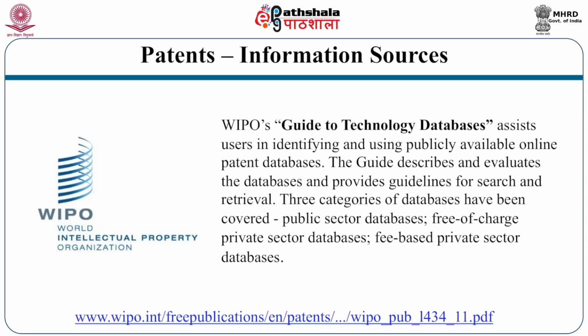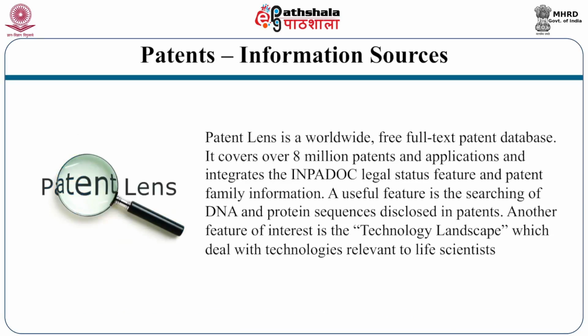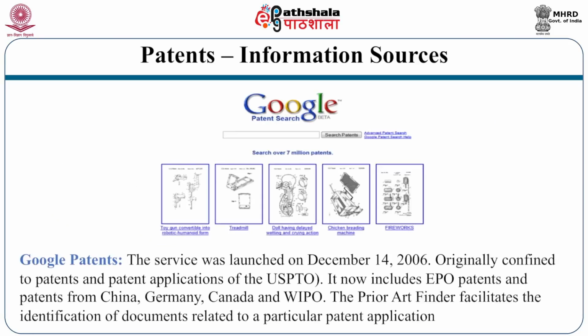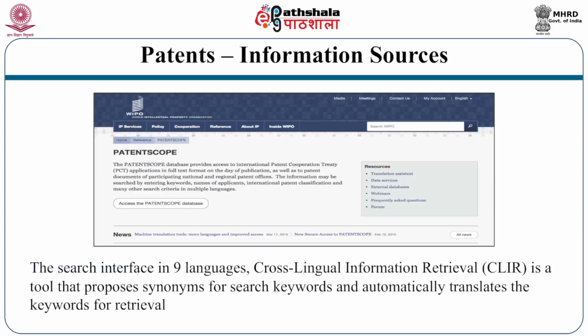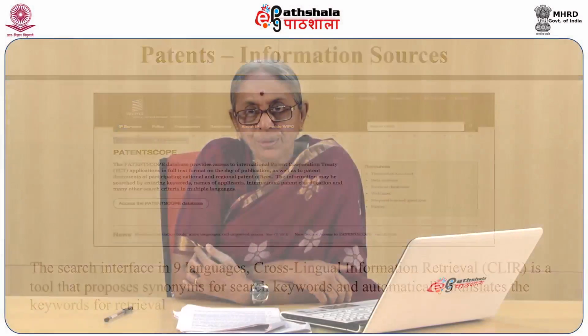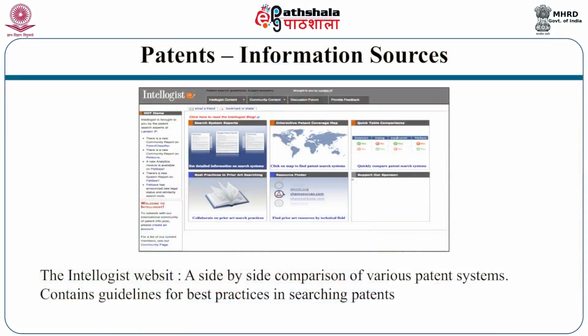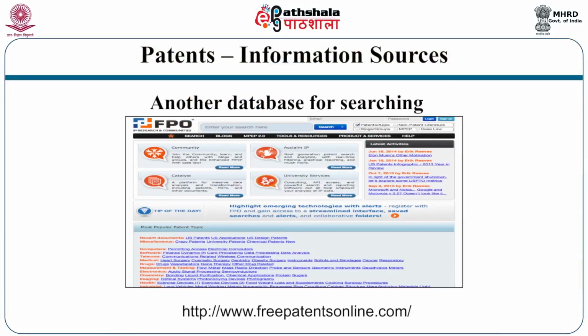In addition to this, there is the Intologist website, Patent Lens, which gives access to free full text patent databases, Google Patents, and PatentScope, which has translation tools in 9 languages. All these information sources have been described briefly in the module, and the websites have been given. So, you can go to the websites and learn about these information sources. They are very useful for searching patent literature.